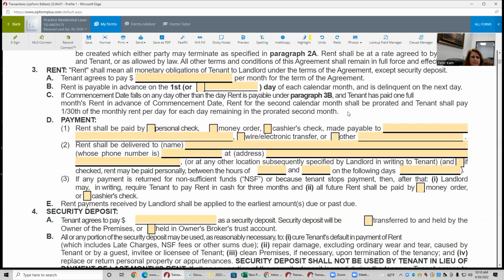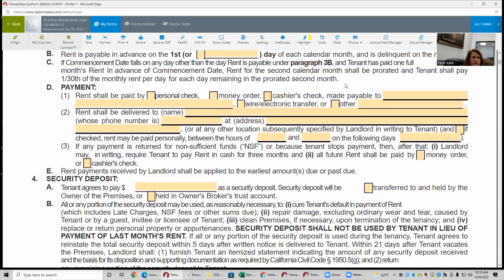You can get the full month rent up front, but if they don't move in until the 10th or the 15th or somewhere in the month, the next month you need to make sure that they have the prorated amount that would be due. Okay, because not every lease will start right on the 1st.